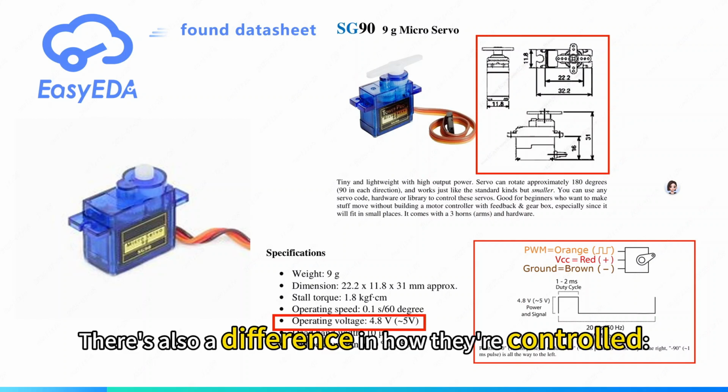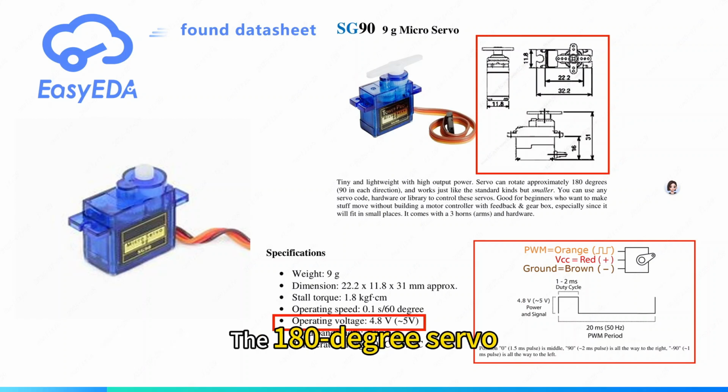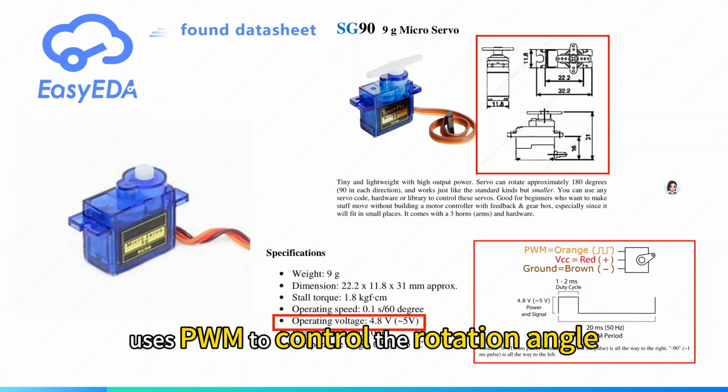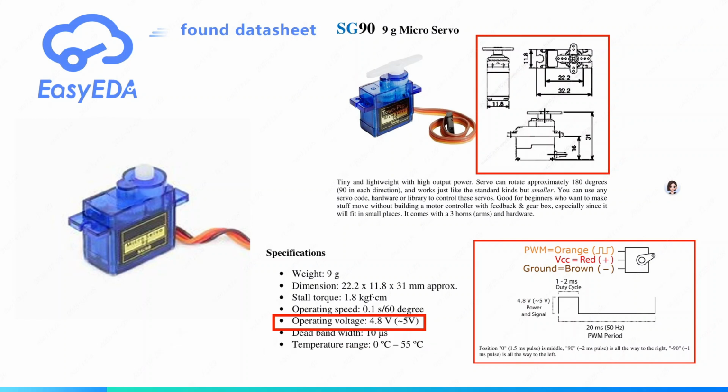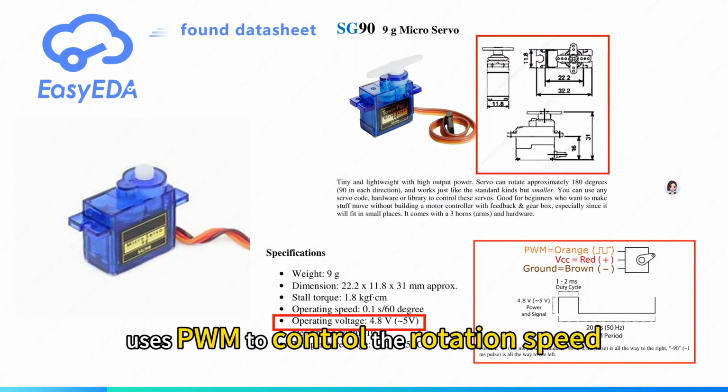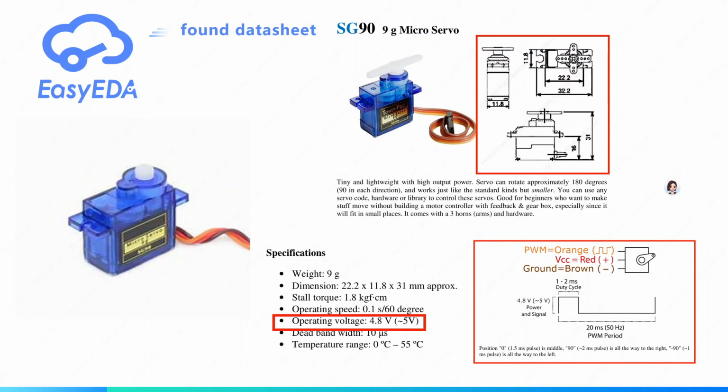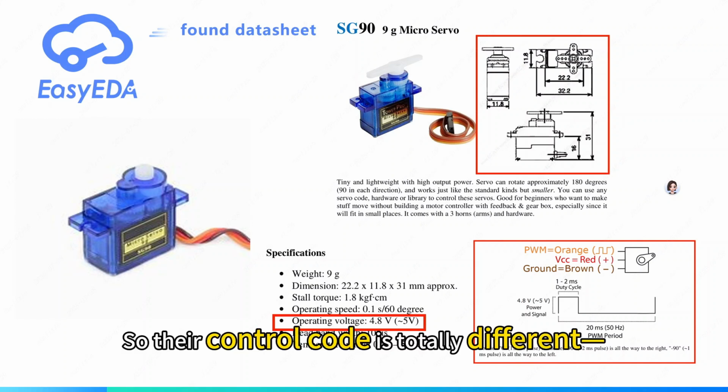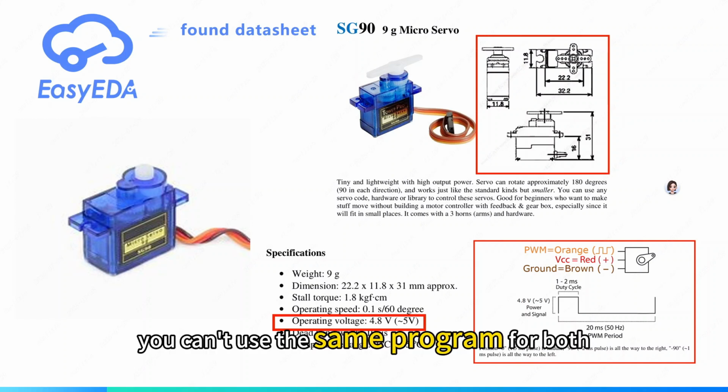There's also a difference in how they are controlled. The 180-degree servo uses PWM to control the rotation angle. The 360-degree servo uses PWM to control the rotation speed. So the control code is totally different. You can't use the same program for both.